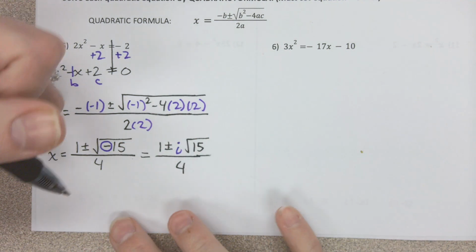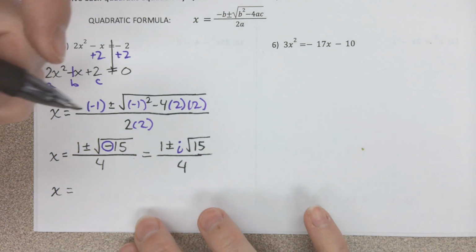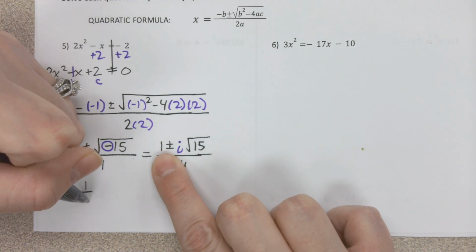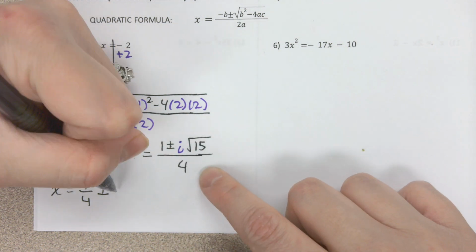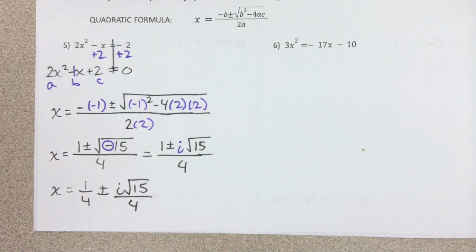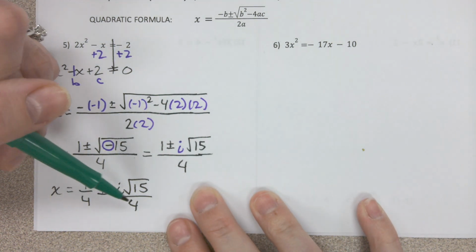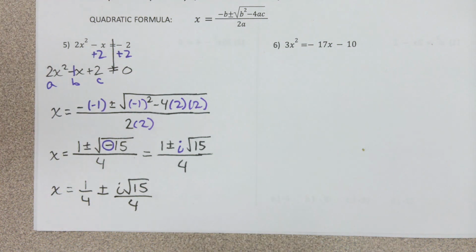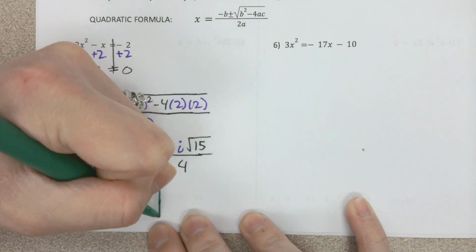My last step is to just separate this into 2 different fractions. So I have the 1 over 4, plus or minus goes in the middle, and then I have the i square root of 15 all over 4. I'm going to stop here. This i and the square root 15 make this complicated, so there's nothing else I can do. This is my answer.